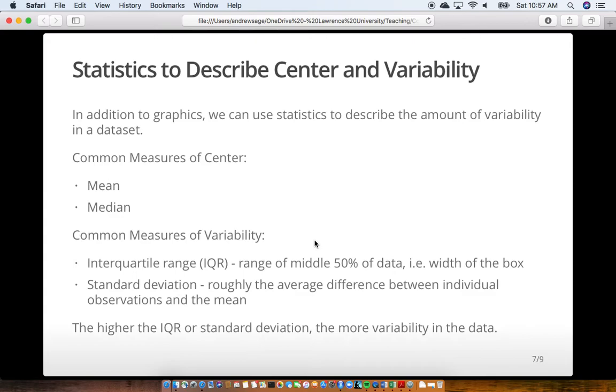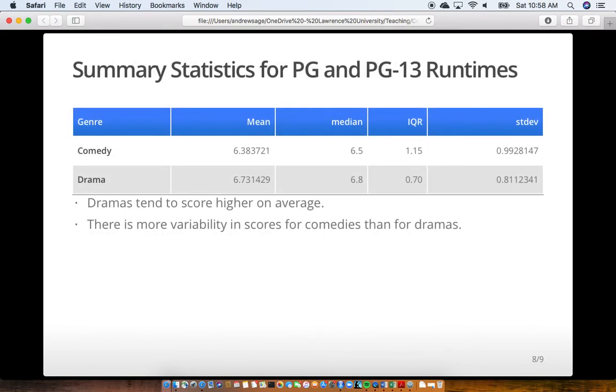The second statistic that is often used to measure variability in a data set is the standard deviation. Roughly speaking, the standard deviation represents the average difference between individual observations and the sample mean. The higher the interquartile range or standard deviation, the more variability there is in the data. We saw from the box plots that dramas tend to get higher scores than comedies on average, and that there's more variability in the scores for comedies.